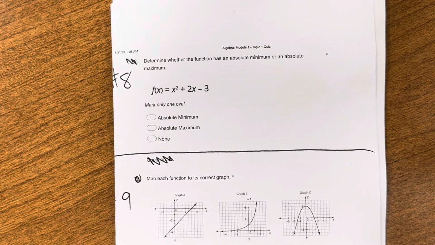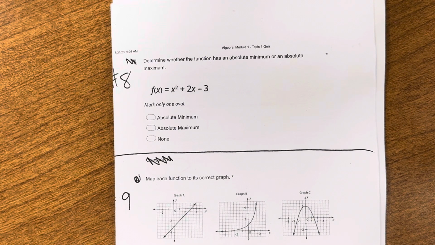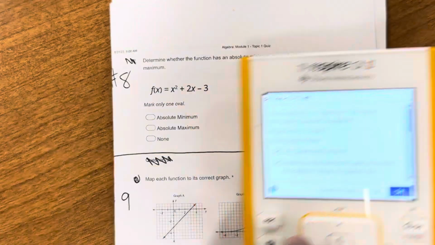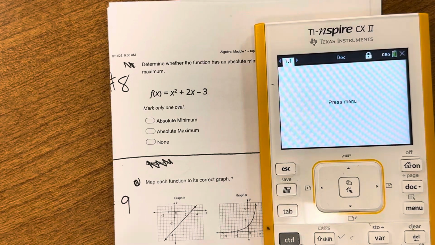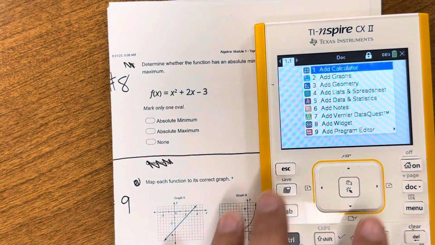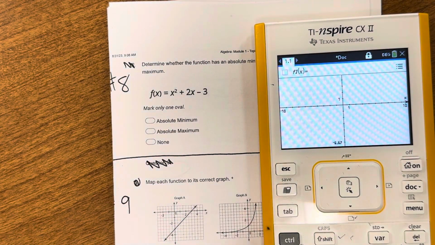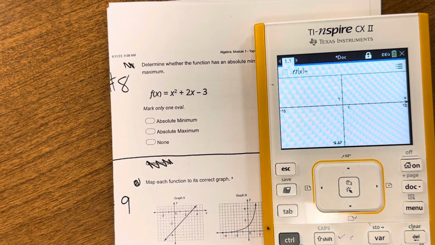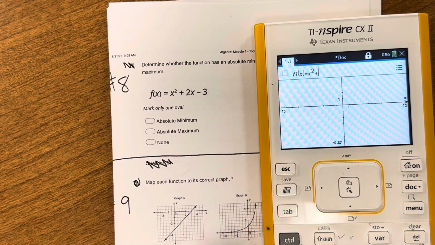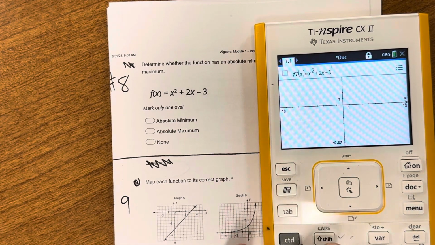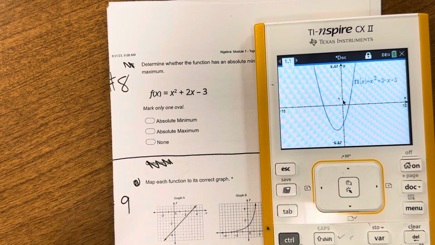Question 8. It says determine whether the function has an absolute minimum or an absolute maximum. And then they give us the function: f of x equals x squared plus 2x minus 3. So what I would do, if you do not know, I would go to my calculator, add a graph, and type this in. X squared plus 2x minus 3. I would hit enter and it would pop up the graph.